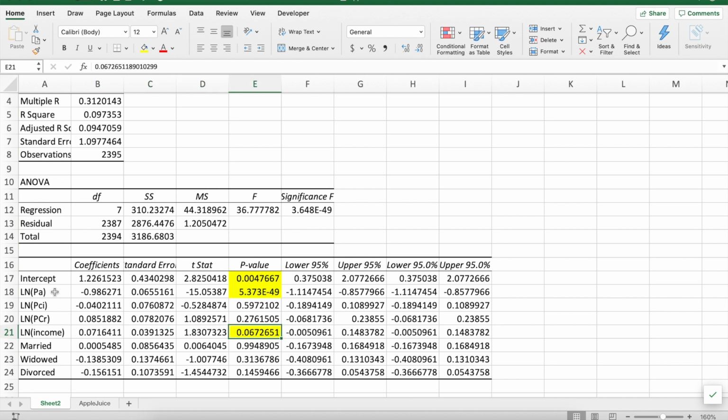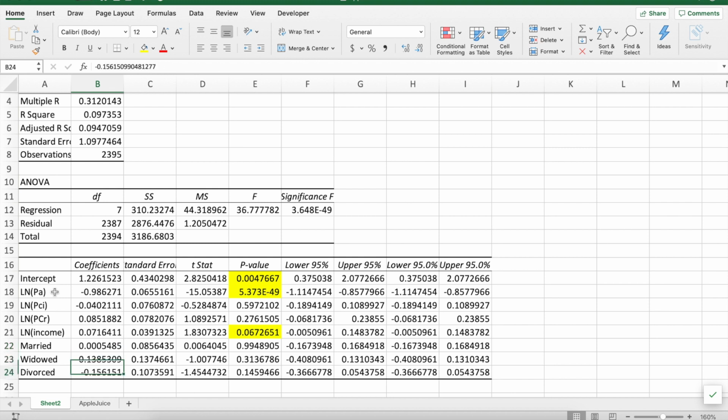If our alpha is 0.05, then this is not significant. That means that income really has no effect on the price of apple juice. So if your income is going up by a lot or going down by a lot, this model says that you should be buying about the same amount of apple juice regardless of that income change.